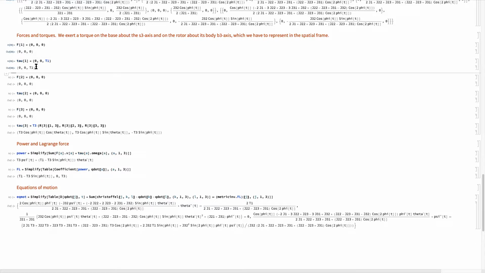In any case, there's the force corresponding to the torque, which of course is zero. There's the torque corresponding to the torque about the S3 axis. So I've applied no forces and torques to body two.